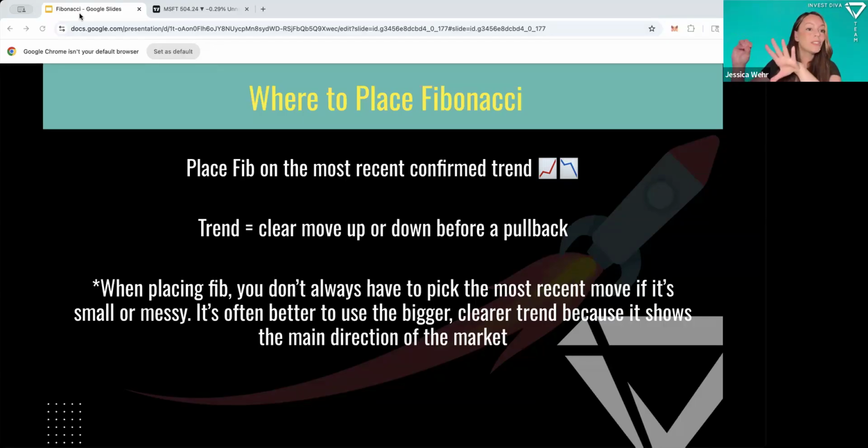And is a recent trend valid? I'm going to demonstrate this on the charts, as well as the larger the trend, the more that's reflecting market behavior. So if you have a very small recent downtrend, but a very large recent uptrend, then most likely that larger uptrend is going to give you more of an exact value when it comes to Fibonacci, because it's stronger. So it's going to give you more of an indication of where that price could go. So you don't have to always pick the most recent trend.